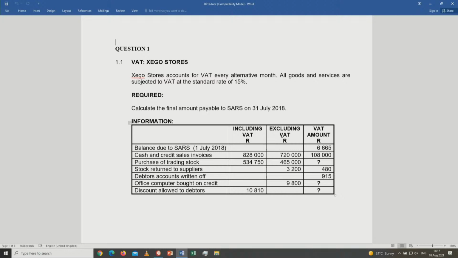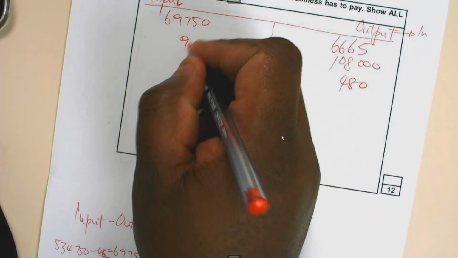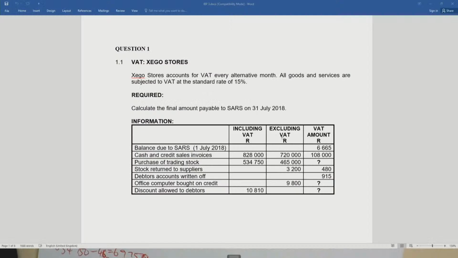It says here, debtors' accounts written off. When we write off a debtor, the company loses. The company loses because we are writing that debtor off, right? And then our bad debts increase. Now, I said to you, when the company loses, we charge input. All right. When the company loses, we charge input. And in this case, we have 915 rand as our input VAT. Right.